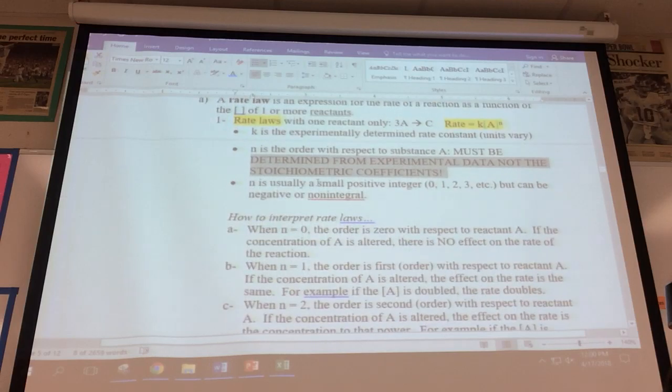N typically is a small positive integer, 0, 1, 2, 3. However, be careful. It can be negative. It can be fractions. You won't get those this year. 0, 1, 2, 3, 4, 5, 6 is probably as big as you'll go.